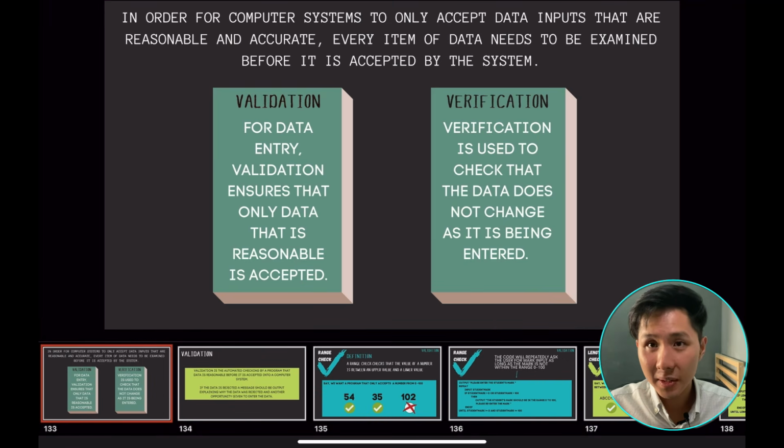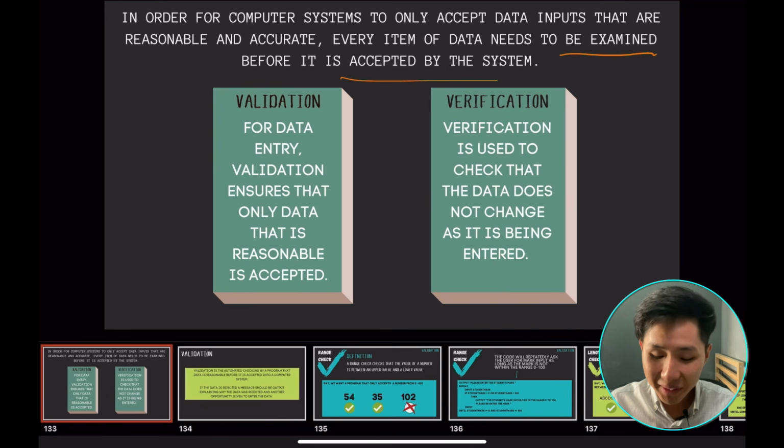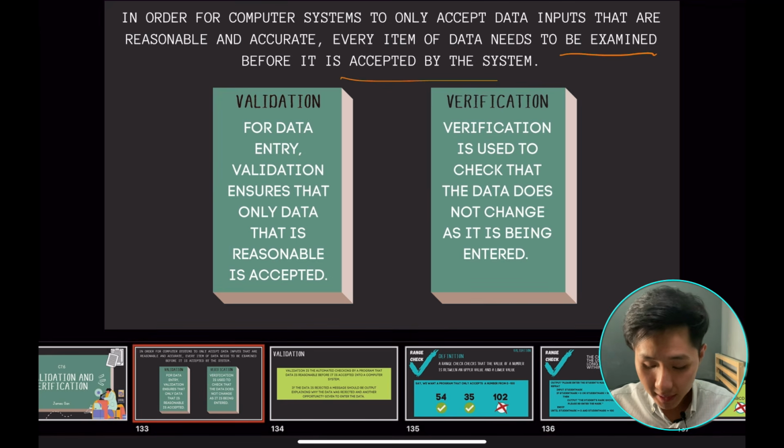So in order for a computer system to only accept data inputs that are reasonable and accurate, so for instance, if you want to request an email from the user, you want them to really type in an email instead of a number. So when we want a specific input to be given, we need to examine it before we accept it into our system, before we use it to calculate anything. So we have two ways for validation.